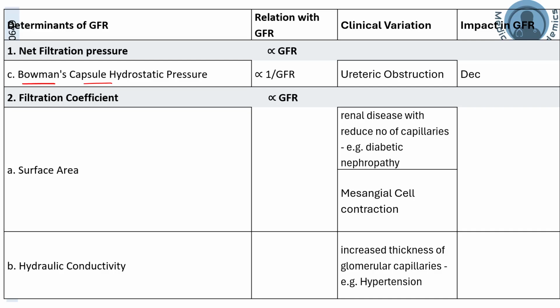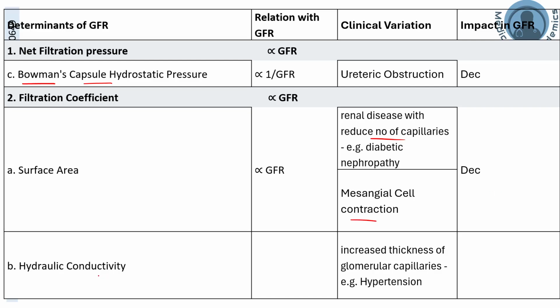Now let's have a look at filtration coefficient, which is dependent upon surface area and the hydraulic conductivity. These both are directly proportional to the GFR. More the surface area, more is going to be filtration. If there is a renal disease which is leading to decreased number of capillaries, for example, diabetic nephropathy, this is going to decrease the GFR. Similarly, by mesangial cell contraction, available surface area decreases and GFR decreases.